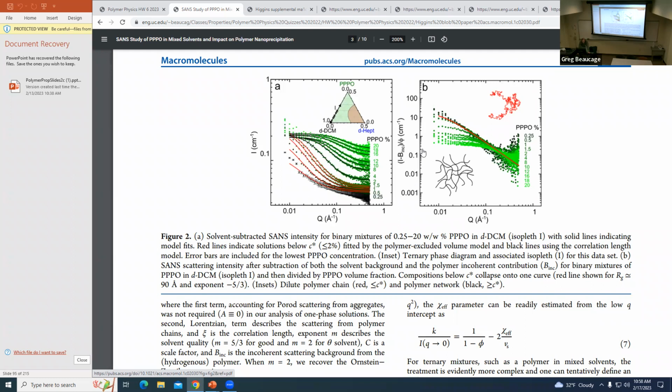Higher concentration should go down because it's screening more. So it goes down with higher concentration. Yeah, 1 over chi phi. So as phi goes up, this thing drops. That's right. So that's kind of what's going on there.